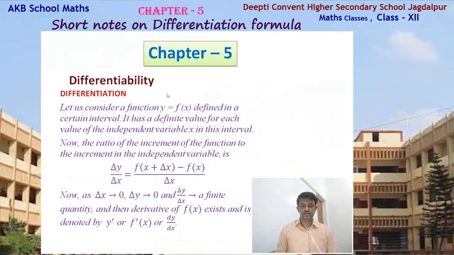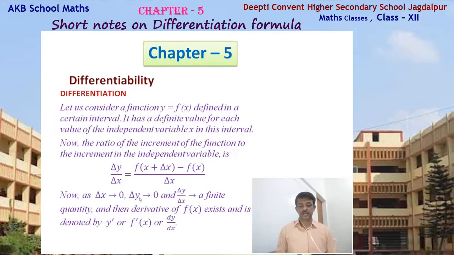Differentiation. Suppose function y equals f(x), then the increment in x is delta x and the corresponding increment in y is delta y. That is, we can write it like this: f(x plus delta x) minus f(x) upon delta x. If x tends to delta x tending to 0, then delta y tends to 0. That is, delta y upon delta x implies a finite quantity, that is defined as dy by dx. It is also denoted as f dash x or y dash x.